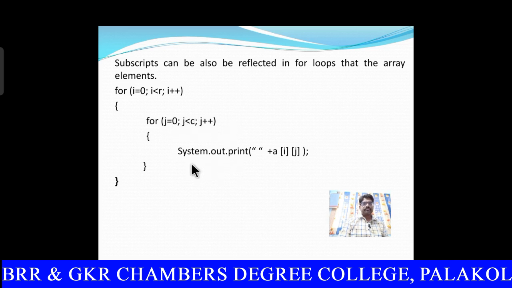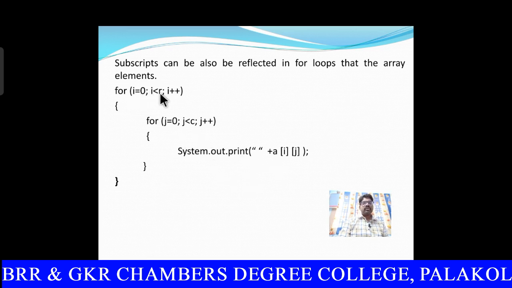So we are printing the values. System.out.print or println, plus a of i j. So for the 0 0 location it will be displayed first. After that the 0 1 location, 0 2 location, like that.